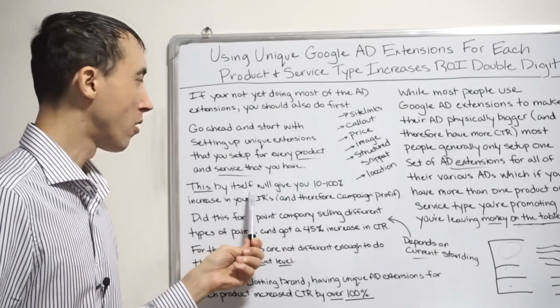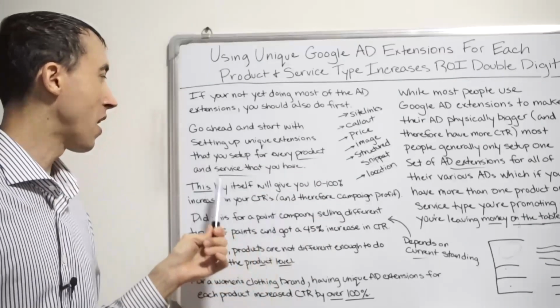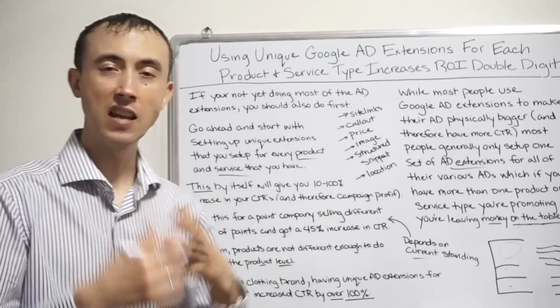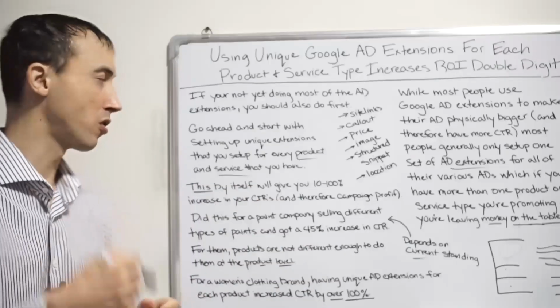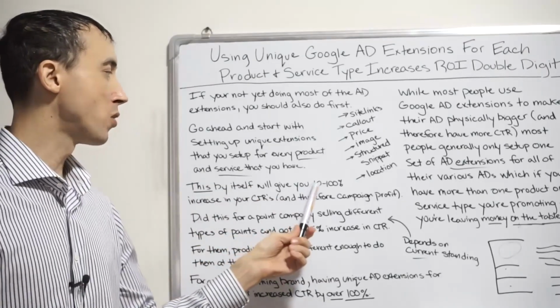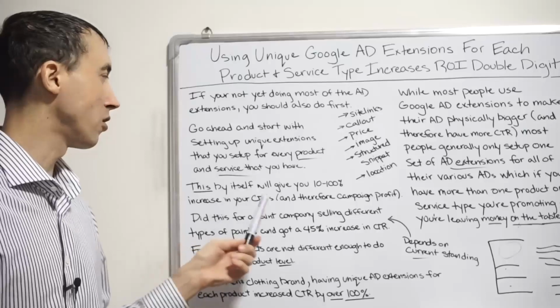So in general, having the unique ad extensions for each category of product or service you sell can give you between 10 and 100% increase in click-through rate.